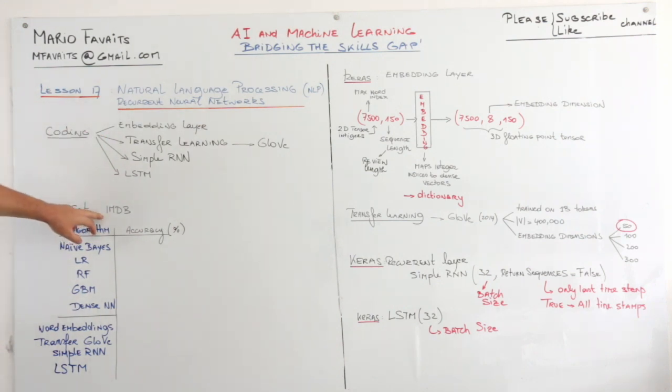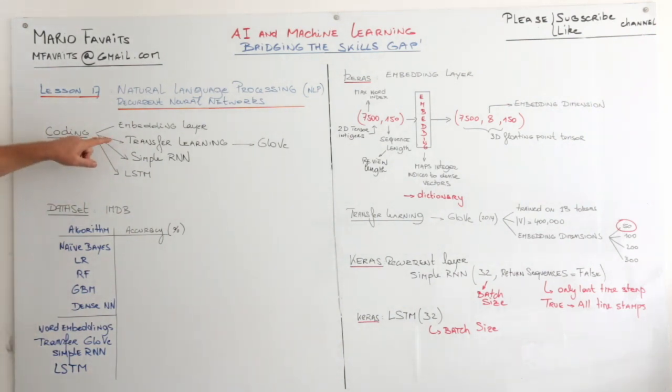The data set we're going to use is IMDb. Remember, this is the Internet Movie Database, and we've used that before, many times. So I have the scores of naive Bayes, logistic regression, random forest, gradient boosting machines, and a dense neural net. And we're going to add these 4 to it: word embeddings, transfer learning, simple RNN, and LSTM.